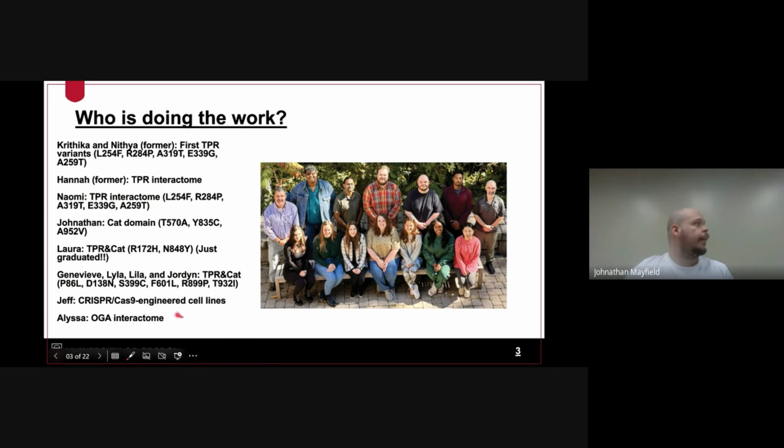We've got Jeff in the lab who is working on generating engineered cell lines that contain these mutations so that we can have a good model for what we're studying. And Alyssa in the lab is working on the flip side, looking at OGA, and I'll get into what that does as well.